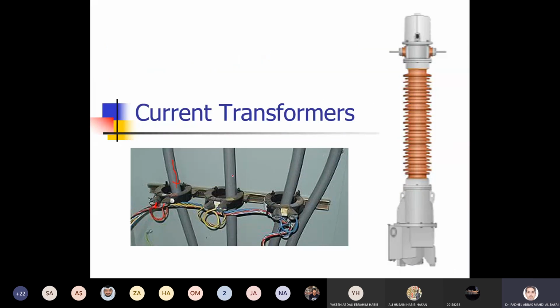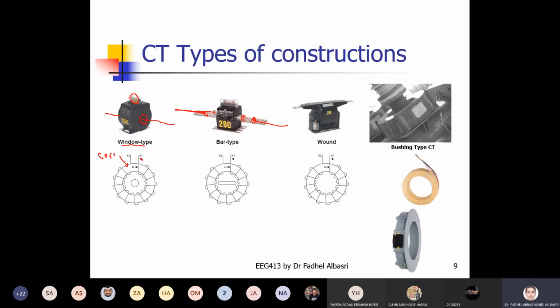This is the case if you have a cable size that is big enough that it doesn't go through the window opening. Then you use this type of CT. We call it bar type. The thickness of the cable doesn't go through the window. And this is the representation of the bar, which represents the primary. And this is the core, and that's the winding wound on the core.